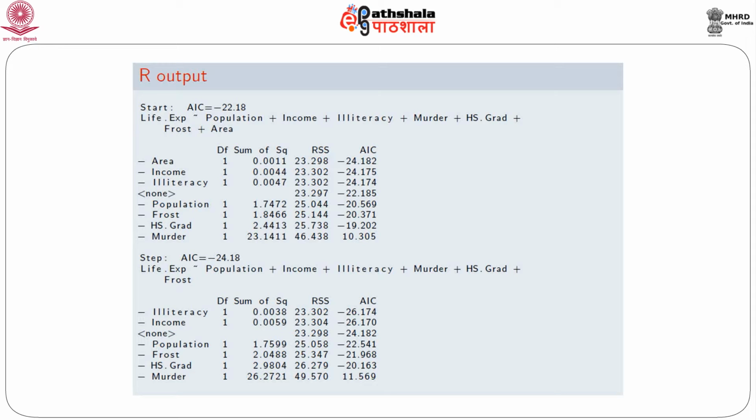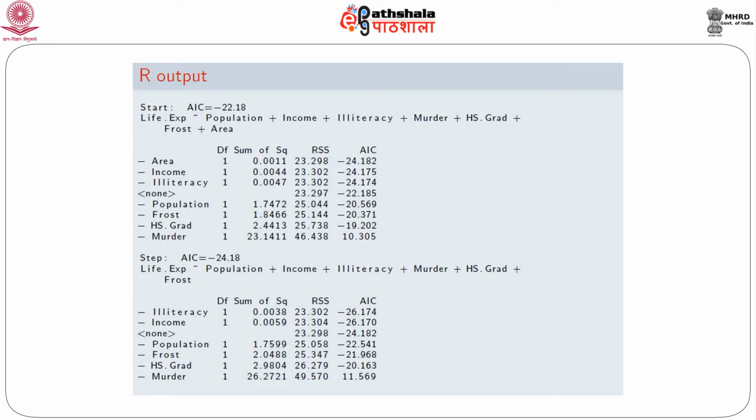We removed area and now in the second step we fit the model again. So, in the second step, as you can see, the AIC of the model is negative 24.18, which corresponds to the model with all the predictor variables included except for area. So, in the second step we again go through the same steps of removing one of the predictors at a time, fitting the model again and obtaining the AICs. We have again ordered the AICs.